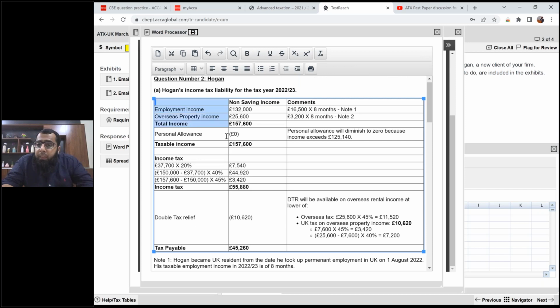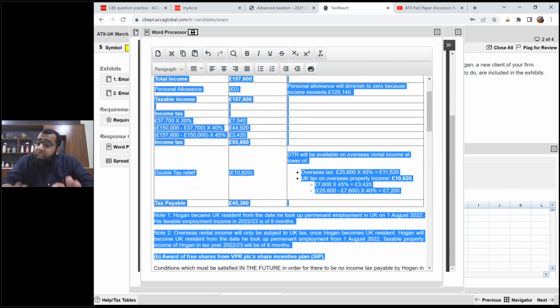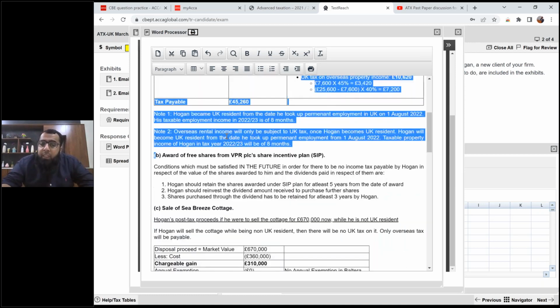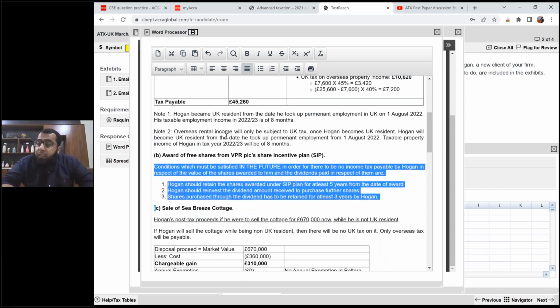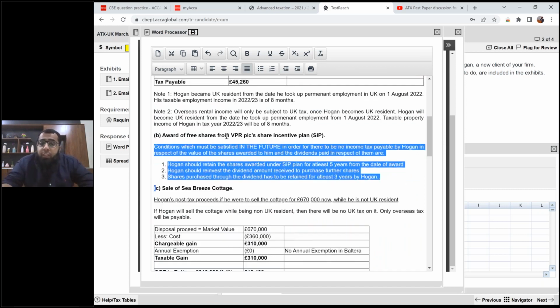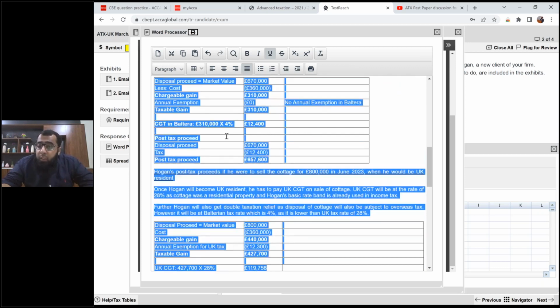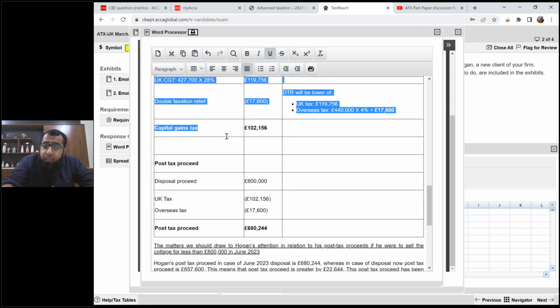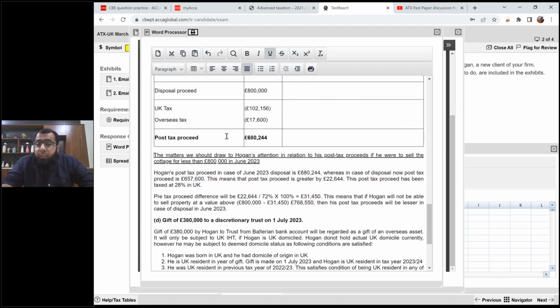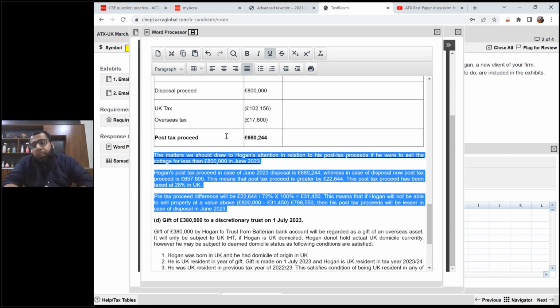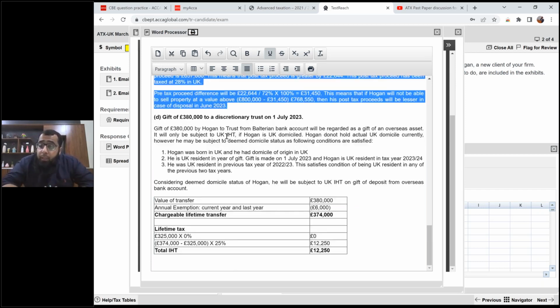This income tax liability was something very much straightforward. You all yourselves said that this was an easy one. Then the award of SIP shares, very straightforward. Then the sale of cottage, if non-UK resident, if UK resident, only these two marks, which were for less than 800,000, were a bit technical. And then look at these last 7 marks. Such a piece of cake, I would say.